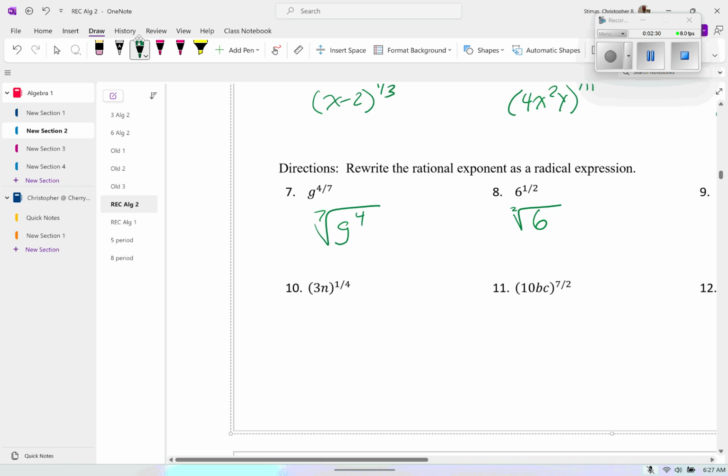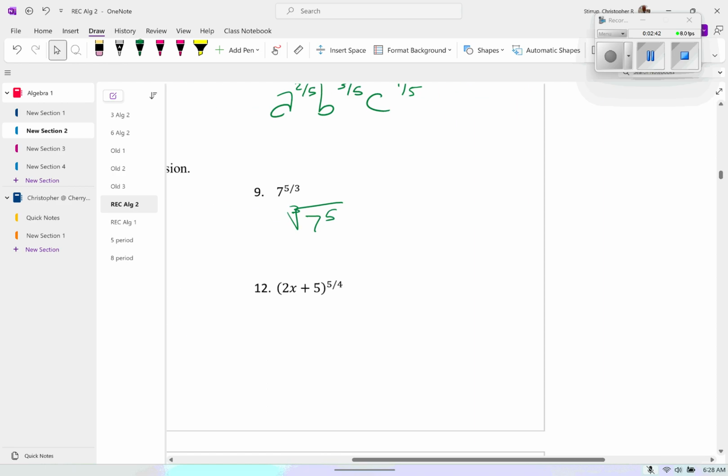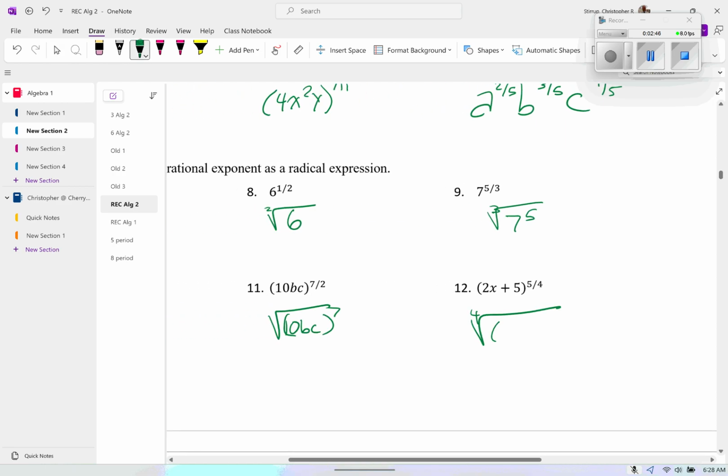This can be done as the 4th root of 3n. This one can be done as the square root of 10bc. Put that whole thing in parentheses, raised to the 7th, because all of it's to the 7th. And then this is going to become the 4th root of 2x plus 5, and this is raised to the 5th power.